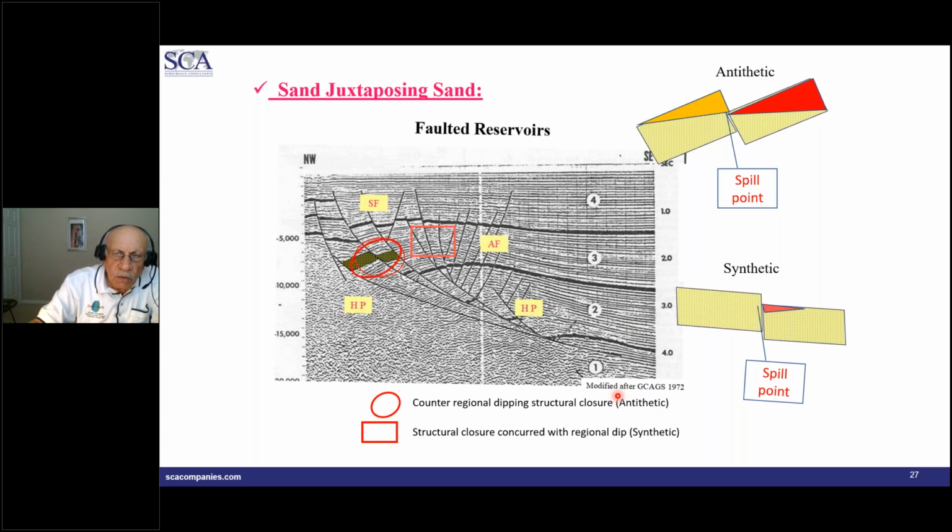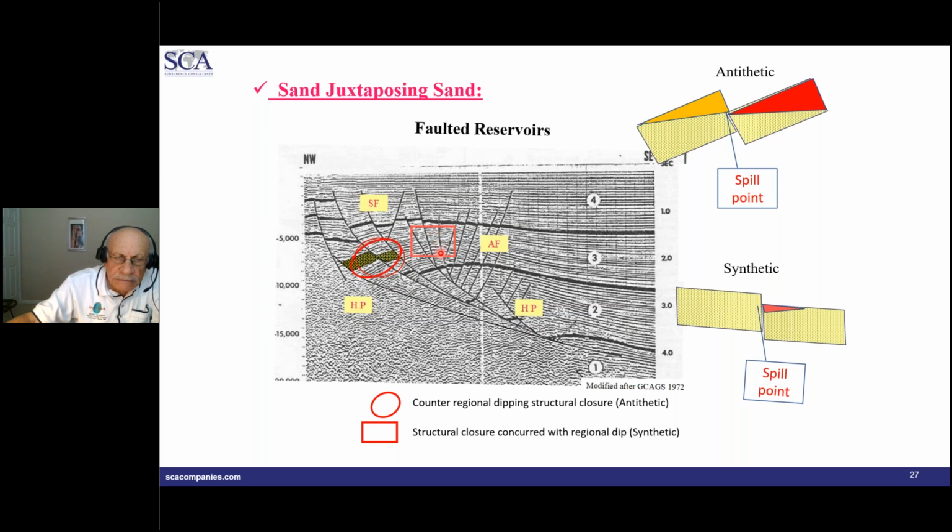Fault also has a direction in relationship to the sediments itself. You have antithetic faults and synthetic faults. I do like the antithetic faults. So you can see the spill point here. You have more reserves here. Here, the synthetic faults breach easily.